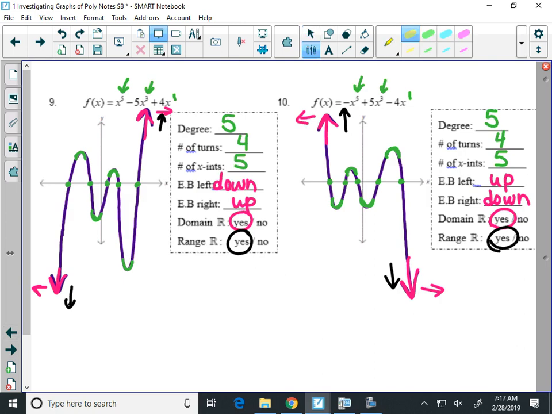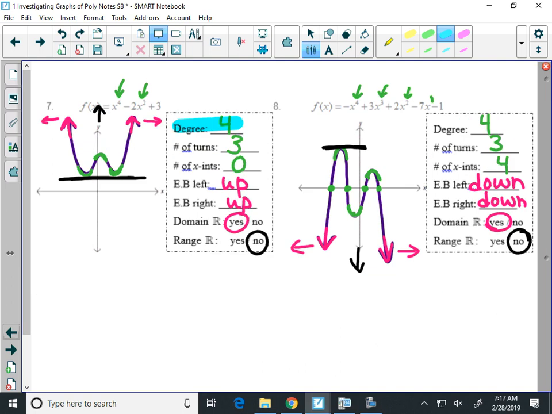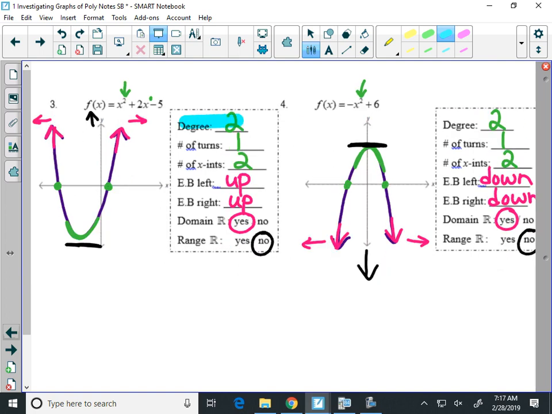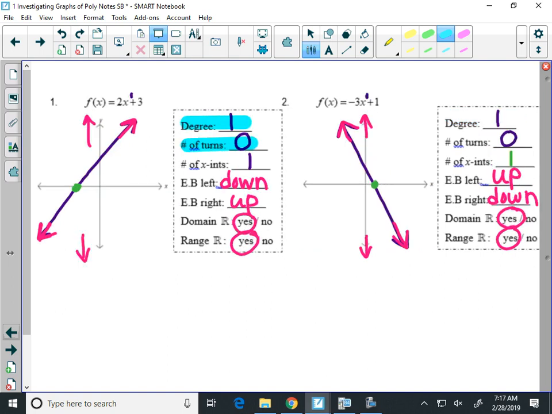Now, if I look at the degree here, my degree in both of these problems was 5. And the graph had 4 turns. All right, let's look at the one before it. The degree was 4, and I had 3 turns. Here the degree was 3, 2 turns on both graphs. All right, degree was 1, and I had 1 turn. All right, so last one, degree of 1 and no turns.